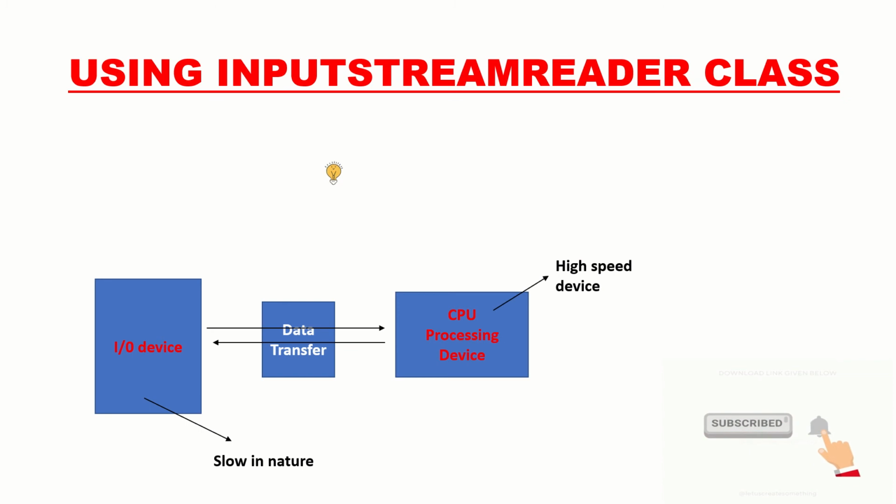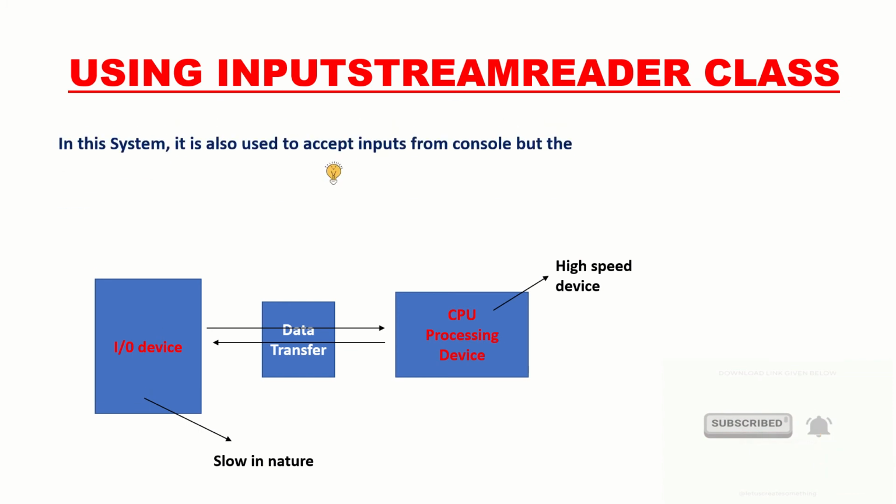Now see, basically, as you can see here, the IO device, that is input output device, provides the input to the computer system, and the CPU processes it. In between there's a data transfer, right? Now IO devices are basically slow in nature, and CPU is a high speed processing device which processes the data and provides the output, right? Now IO devices are slow. That's why the synchronization, the speed, is not maintained between these two devices, CPU and IO device.